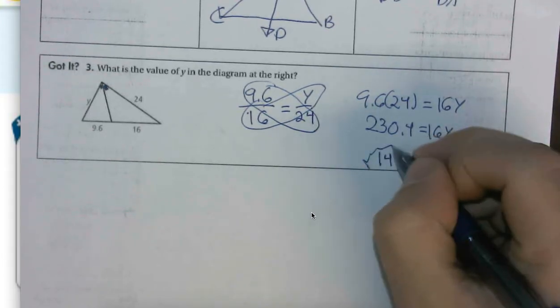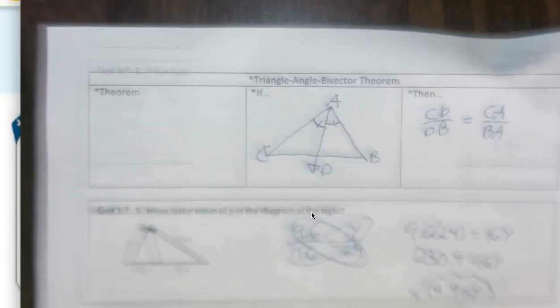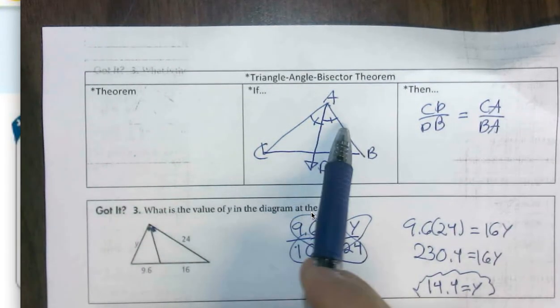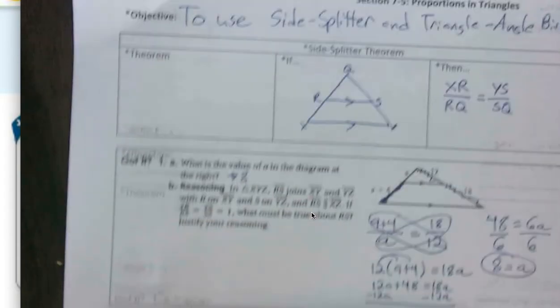Fun stuff. If you have any questions on these three theorems, bring them to class. We saw the triangle angle bisector theorem, creating two congruent angles here and proportions accordingly. Saw the side-splitter theorem, and then we saw the corollary to the side-splitter theorem, which really just adds another layer of a parallel line. Nothing too crazy here.